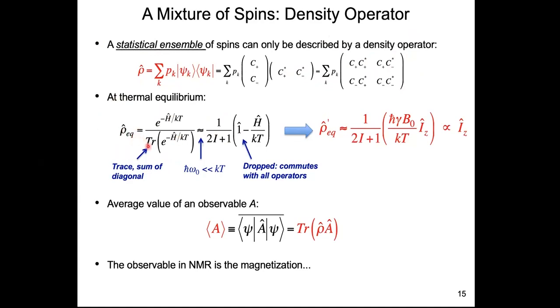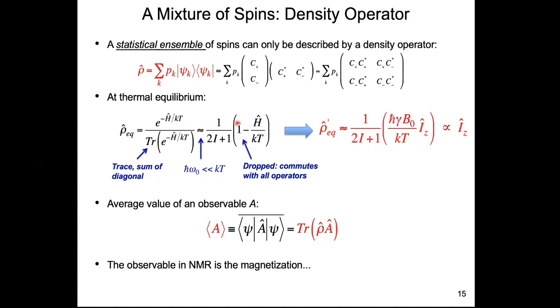Thermal equilibrium basically corresponds to what happens if you put your sample into the magnetic field and you haven't done any pulses yet. And at thermal equilibrium, it turns out that this rho, the density operator, is proportional to the exponential operator e to the minus the Hamiltonian over kT, Boltzmann constant times temperature. And then you have a denominator, which is a number. That number is a trace of the same quantity, the exponential operator. So a trace is a scalar, so it becomes a number.